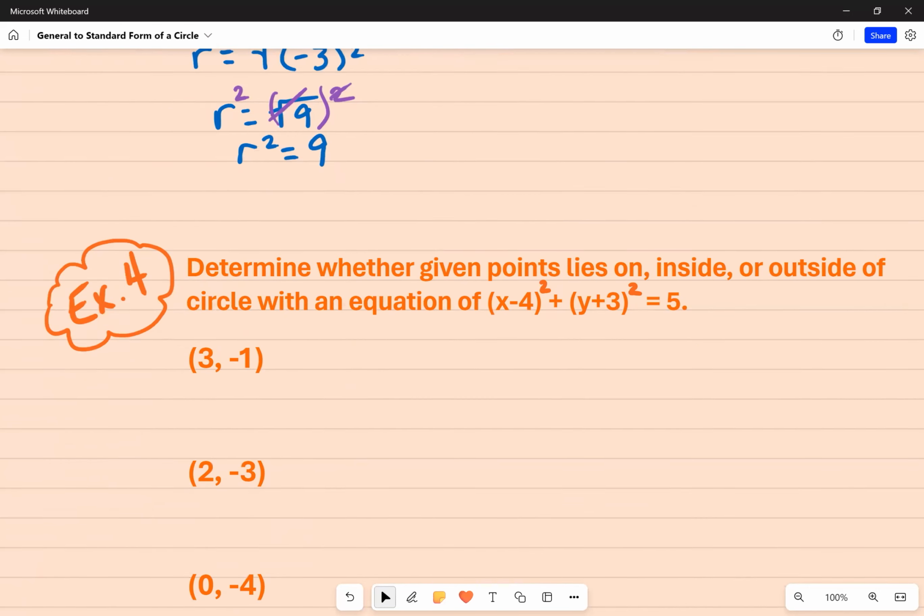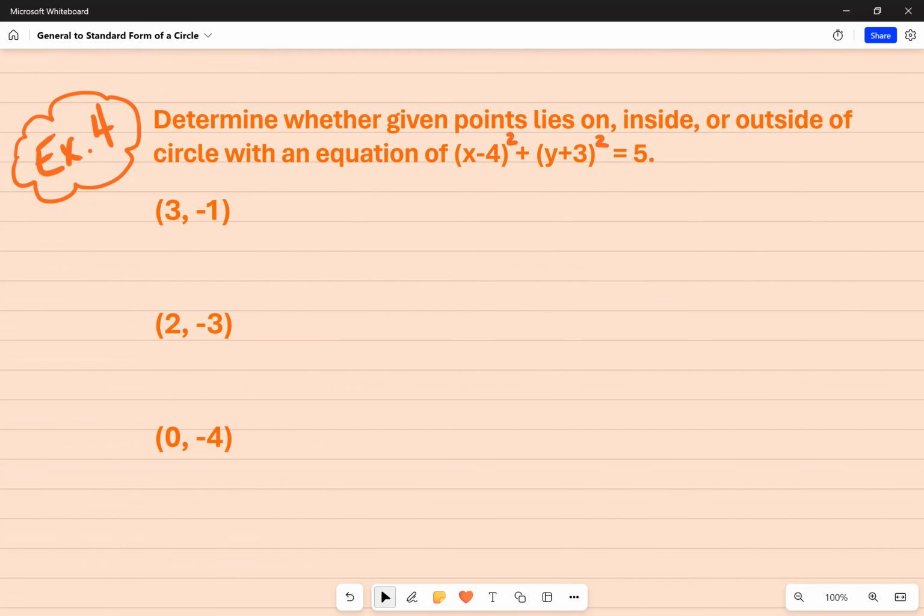And then the last example, I'm asked to determine whether the given points lie on, inside, or outside of a circle with the equation (x - 4) squared plus (y + 3) squared equals 5. So what I want to do is just substitute in my values x and y and see whether or not they're equal to the radius, less than, or greater than, and that will determine where it lies on the circle, or inside or outside the circle. So here I have 3, which is the x that's given here, minus 4 squared plus the y that's given, -1, plus 3 squared, set equal to 5.